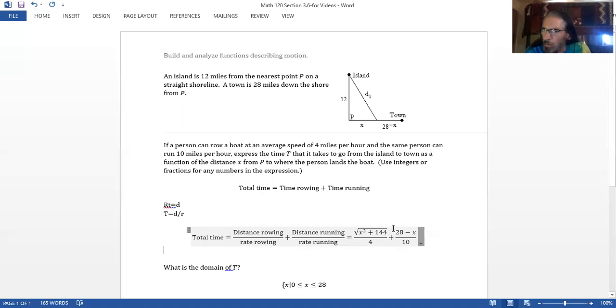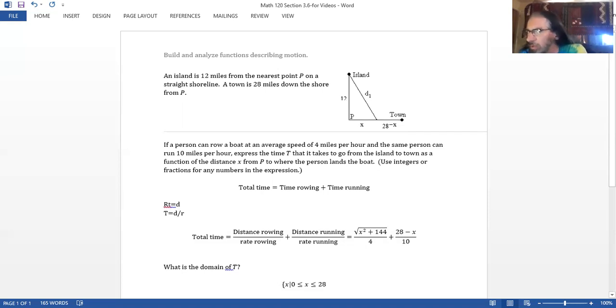But if you put in something larger than 28, then this part's going to be negative. So that won't make any sense for the time spent running. And if we put in something smaller than 0, although you would get a positive and the whole thing would be positive, that's irrelevant because the time spent running could not be negative.